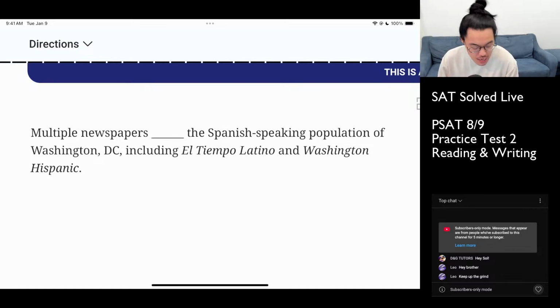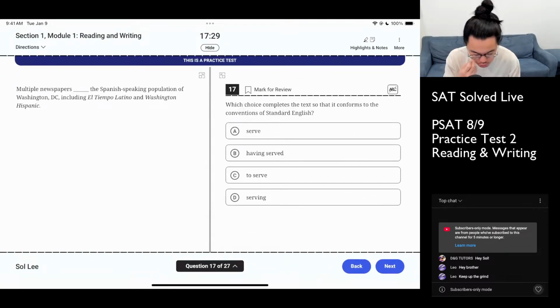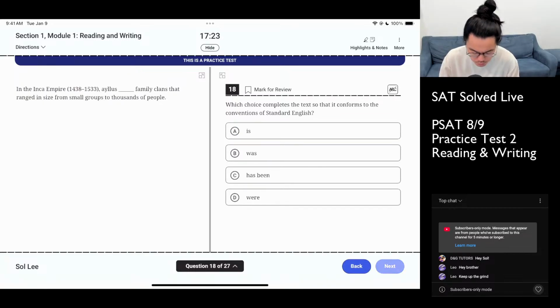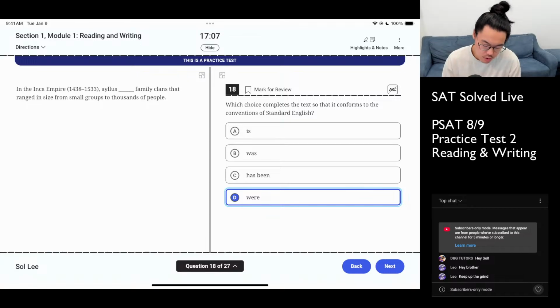Okay, "multiple newspapers, blank the speaking population of," sure. Oh, sorry, newspapers are plural, so "serve." And I think that was one main clause. Yes, that was one main clause, got it. "In the Inca Empire, ayllus were family clans that ranged." Yeah, you have to infer the "were" from the clans.